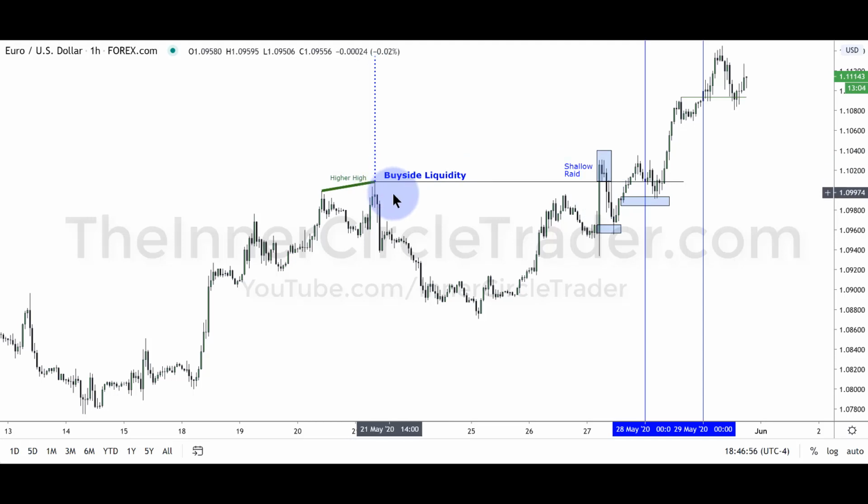Now the buy side liquidity pool is defined by the highest high in the relative equal highs. If it's a single high, then it's obviously defined by the highest candle. But you're using the highest of whatever the relative equal high is. But look closely. We have a shallow raid above the higher high of these relative equal highs. So this was just a very, very small, shallow run above the highs.